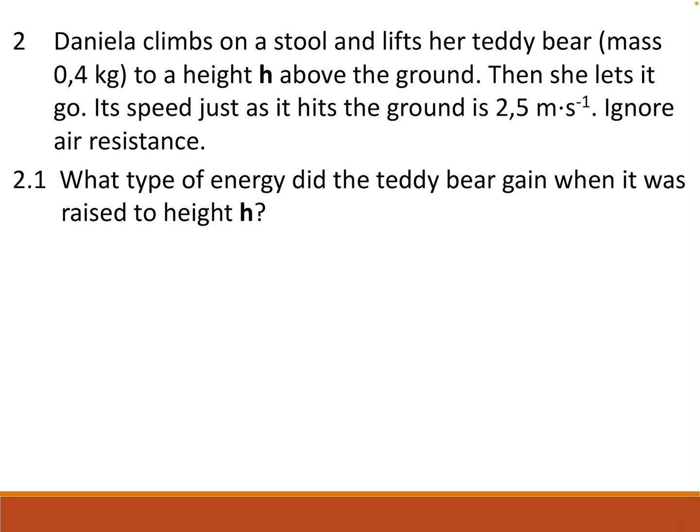Daniela climbs on a stool, lifts her teddy bear of mass 0.4 kilograms to a height of h above the ground. She then lets it go. Its speed, just as it hits the ground, is 2.5 meters per second. Ignore air resistance. Question 1. What type of energy did the bear gain when it was raised to a height? It was above the ground, so that means it gained gravitational potential.